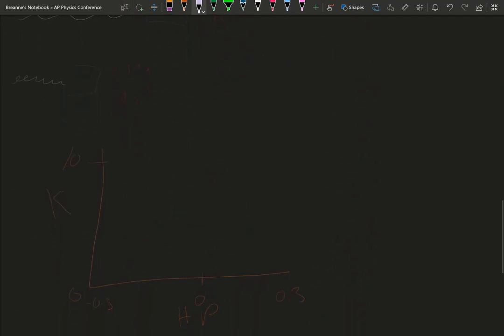So you're going to go to 0.25. At 0, you're going to hit 10. You're going to go back down to 0 at 0.25. There you go. Woohoo! And you got 2 points for drawing that graph.